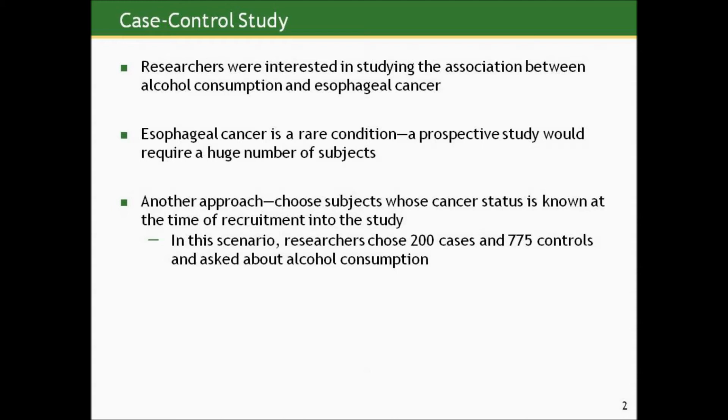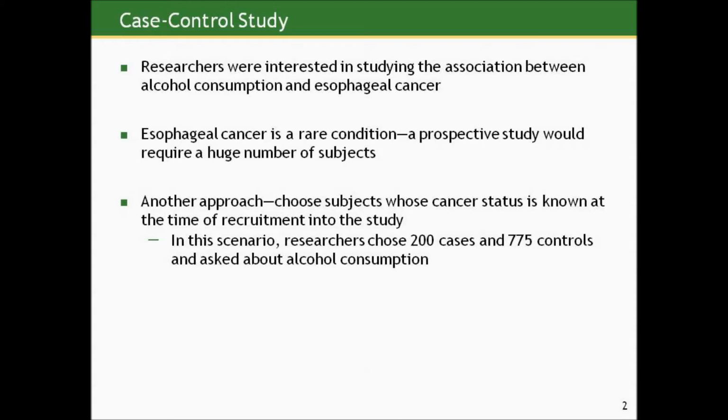Researchers were interested in studying the association between alcohol consumption and esophageal cancer. Esophageal cancer is a rare condition. If we were to do a prospective study starting with a group of persons who were free of esophageal cancer and assess whether they consumed alcohol or not and follow them over time, we'd need a large number of subjects just to see enough cases in both groups to be able to estimate the difference with any realistic and useful precision. So another approach when this is the case is to actually choose subjects based on their outcome status.